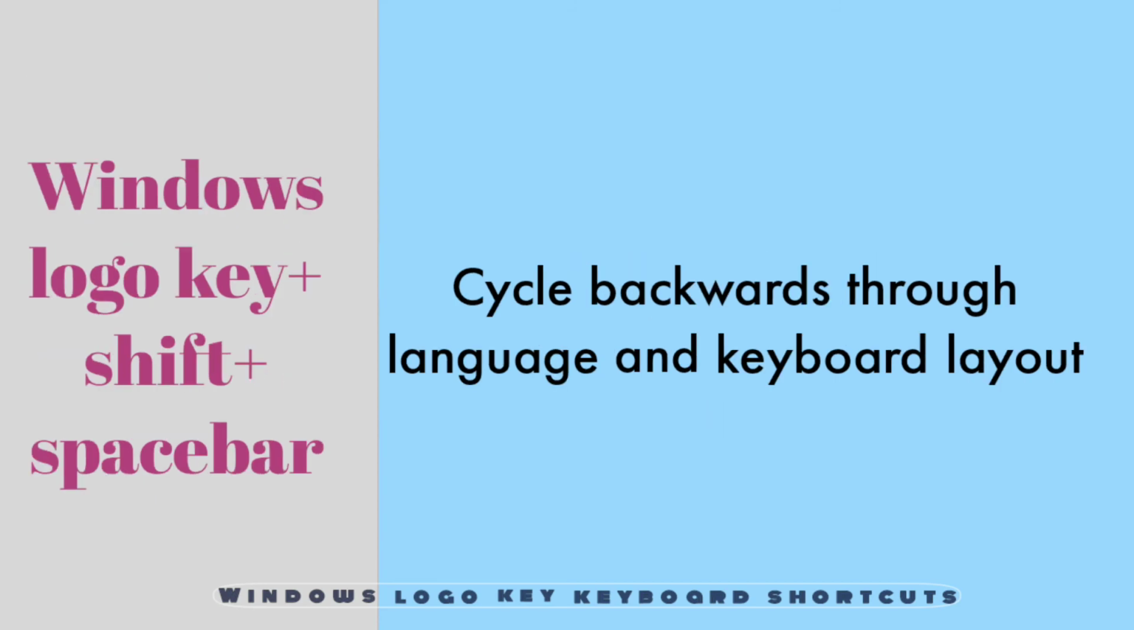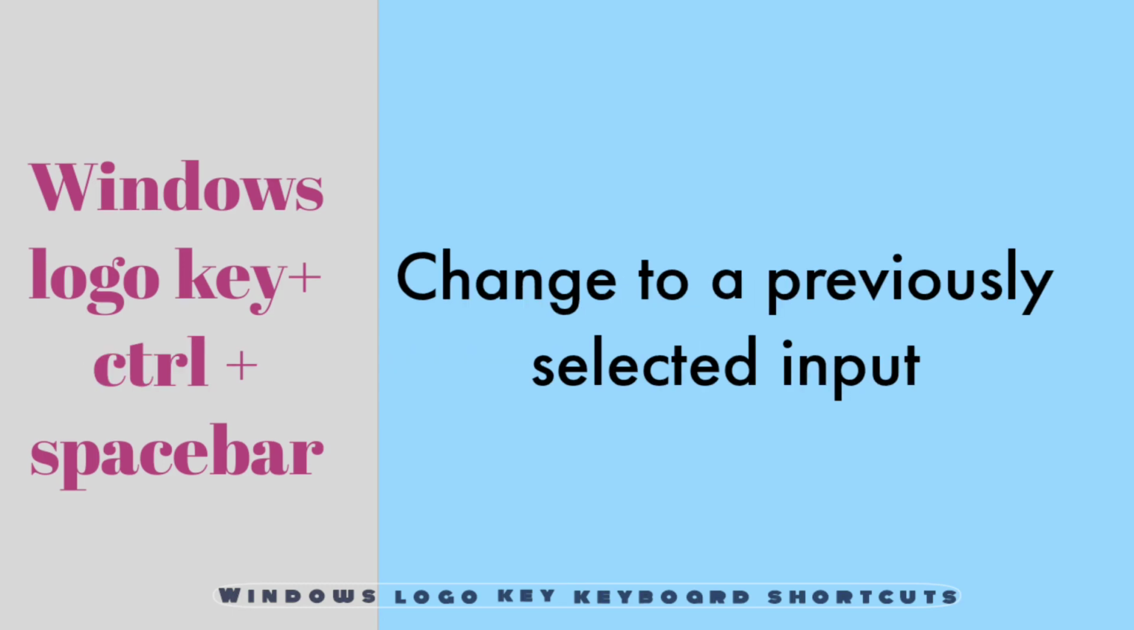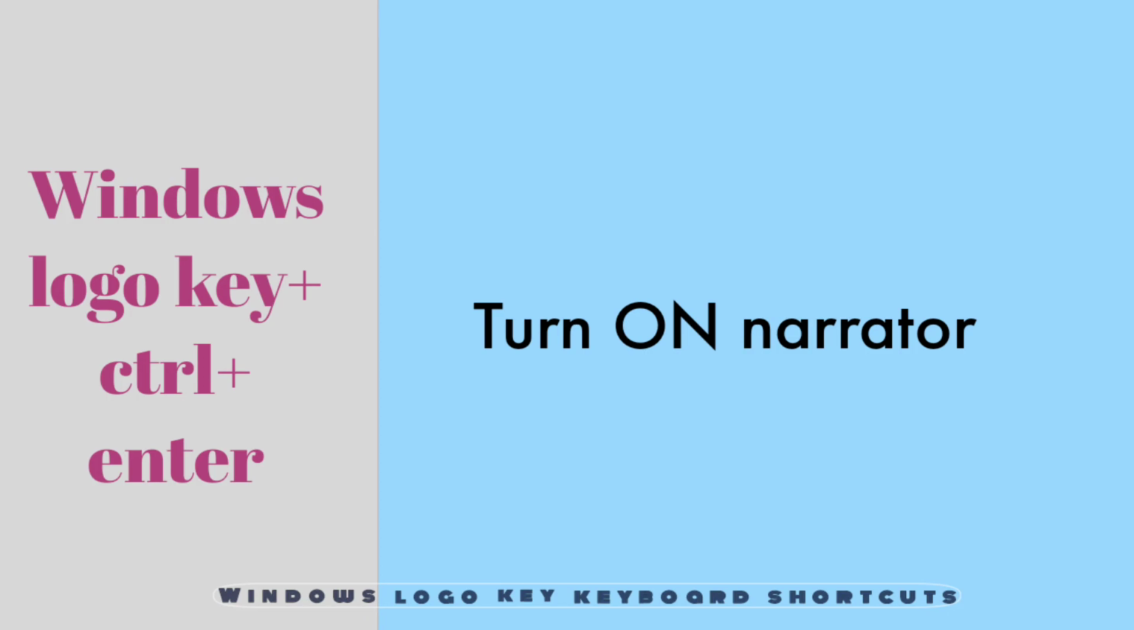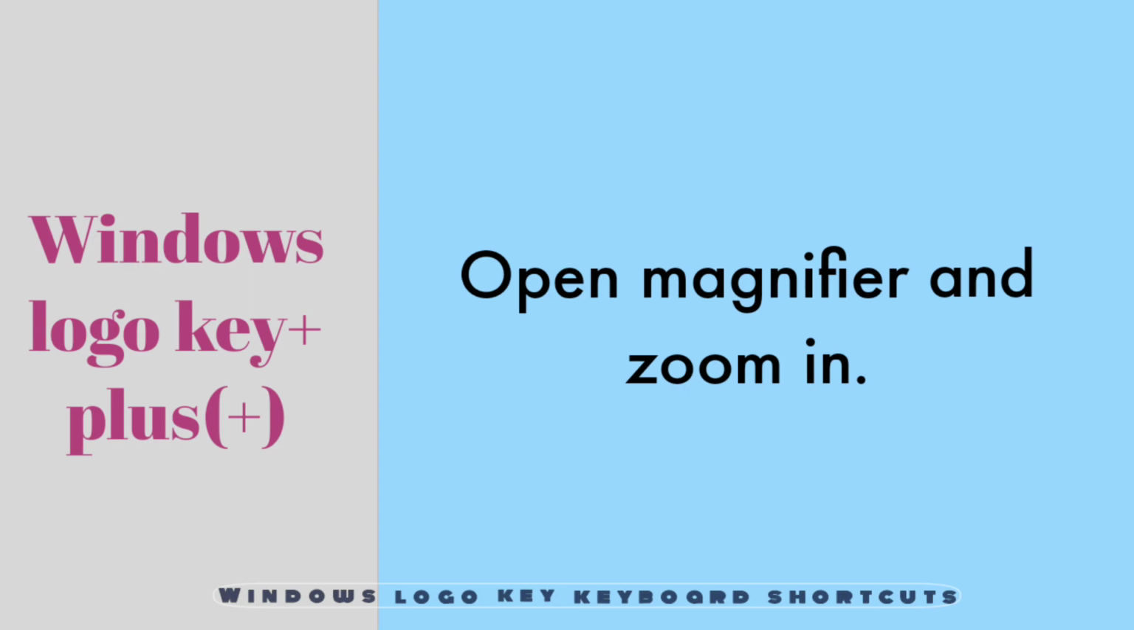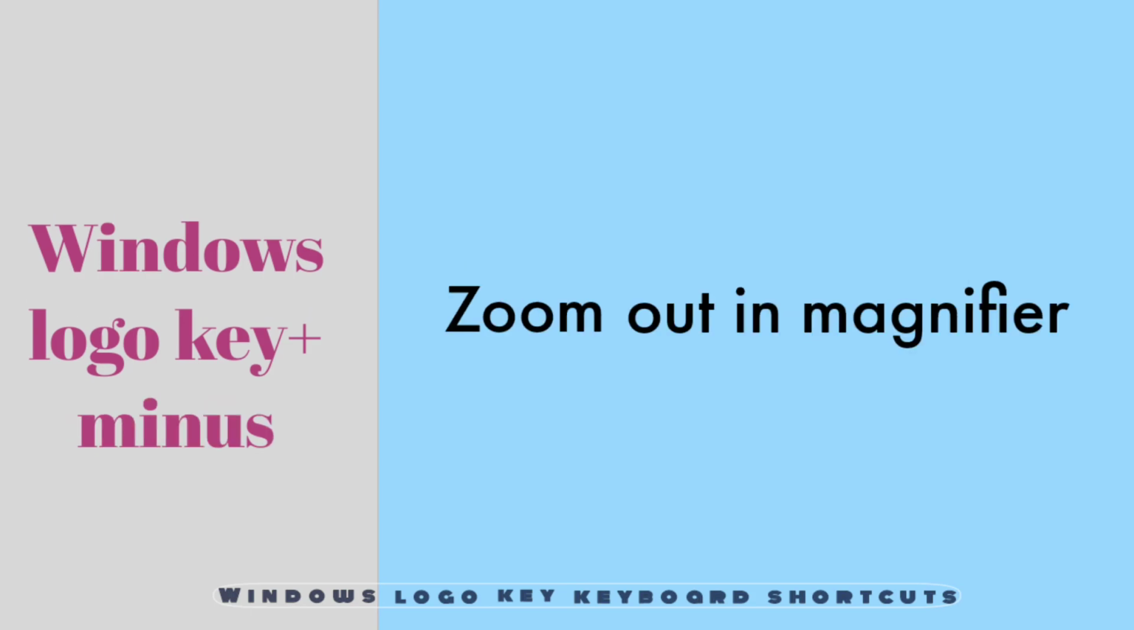Windows logo key with Shift and Spacebar cycles backward through language and keyboard layout. Windows logo key with Control and Spacebar changes to the previously selected input. Windows logo key with Control and Enter turns on Narrator. Windows logo key with Plus opens Magnifier and zooms in. Windows logo key with Minus zooms out in Magnifier.